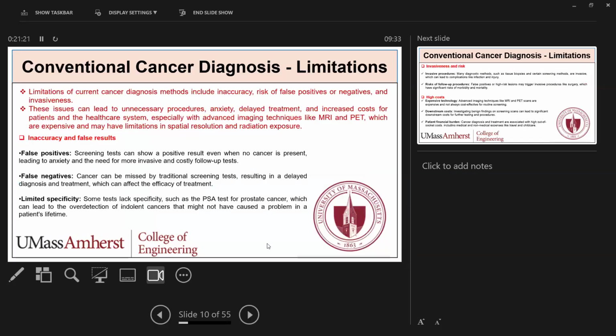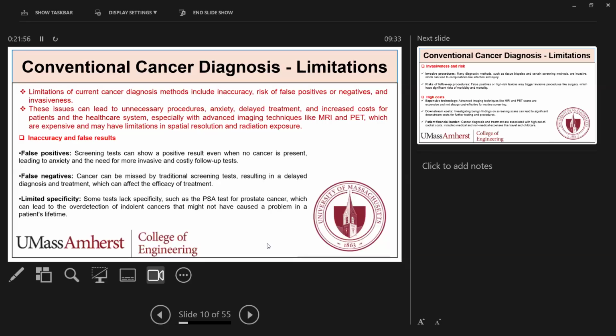You guys got it? Limitations of current cancer methods include inaccuracy, risk of false positives or negatives, and invasiveness, right? Invasiveness, like patients suffer a lot. Biopsy is not that easy. We just say in words or in slides that a small mass of tissue is collected. No, it's an invasive procedure, correct? It leads to a lot of pain for the patient and is also too pricey.